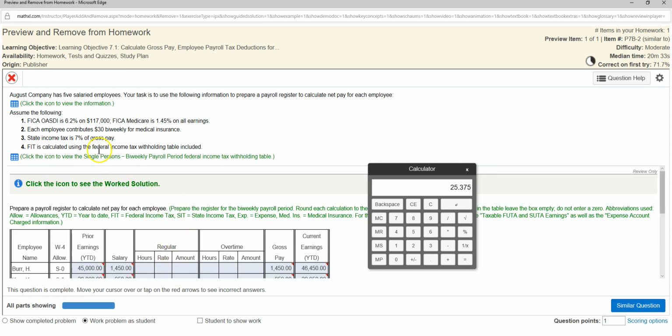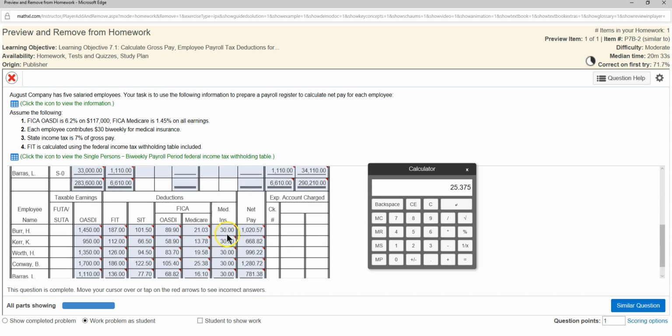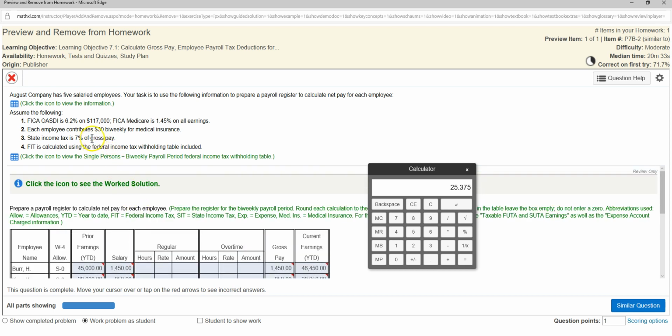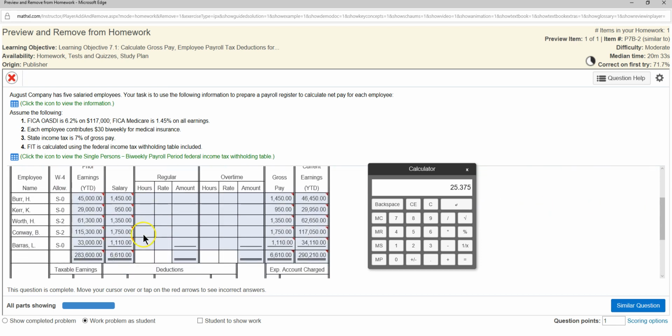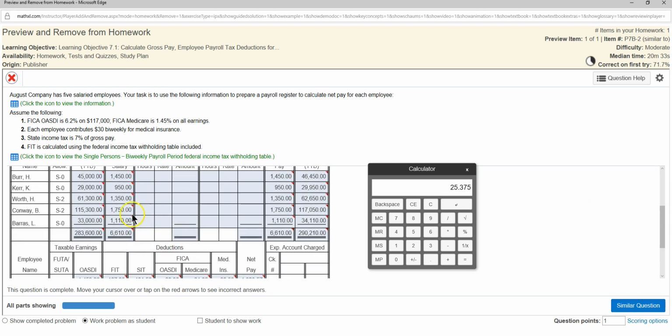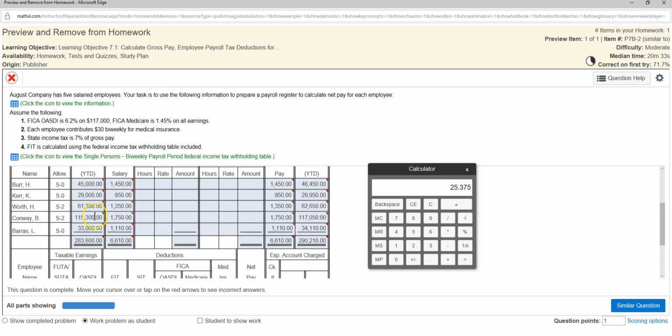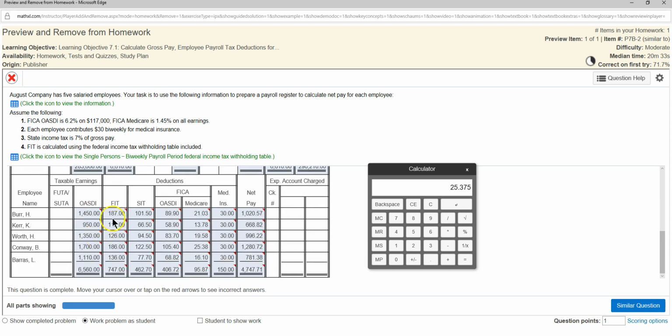Okay, so you guys should be good with the deductions for FICA and Medicare. Each employee contributes $30 for medical insurance, and you can see that $30 is popped in. Okay, now the state income tax is a flat rate, 7%. And what they did is they calculated 7% of everybody's salary in order to get the state income tax deduction.